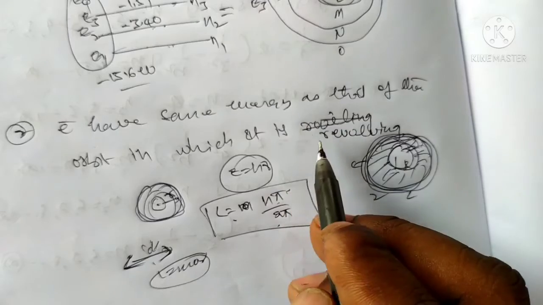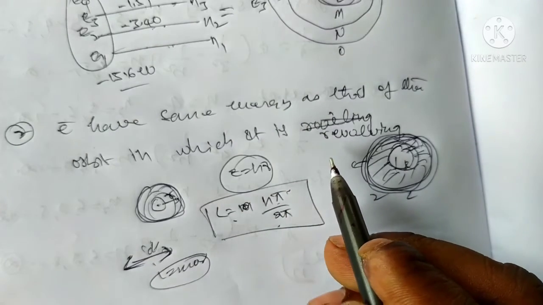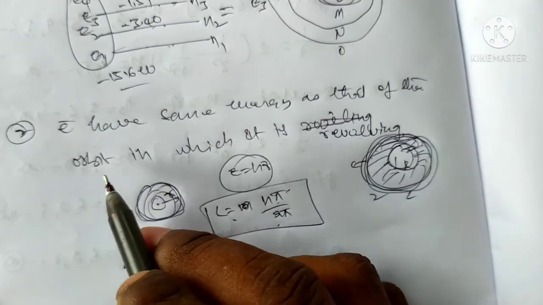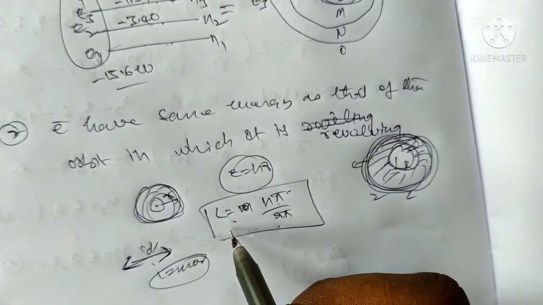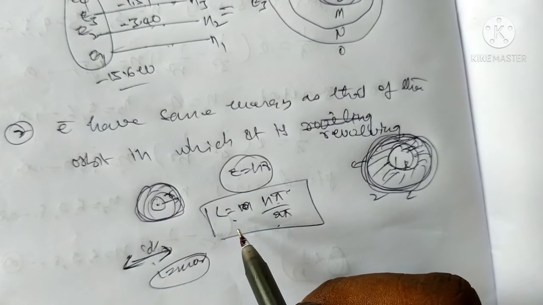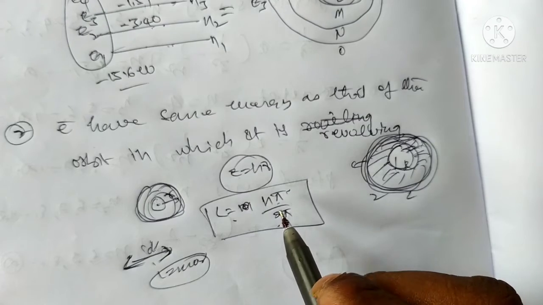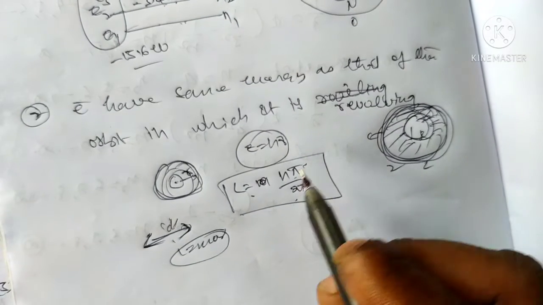That is, the electron has the same energy in only one orbit. Orbit means rotation. That gives the angular momentum L is equal to nh by 2 pi. That is the second postulate. Next, the third one.